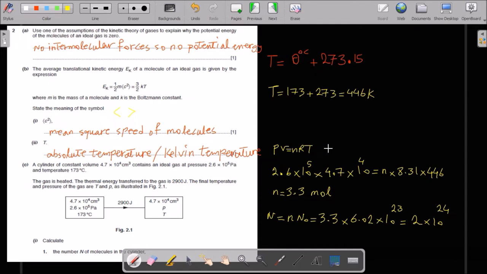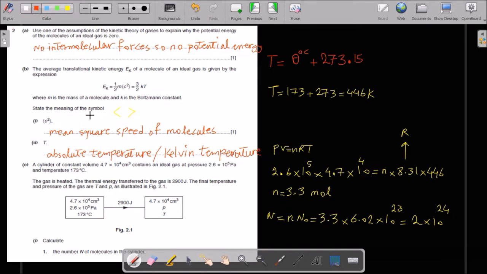So you can use the ideal gas equation: PV = nRT. P is given, V is given. V must be in cubic meters and P must be in Pascals. This equals n, the number of moles, times 8.31, which is R, the universal gas constant, times temperature in Kelvin. So you can get n.